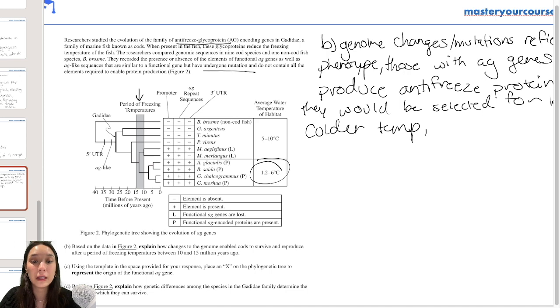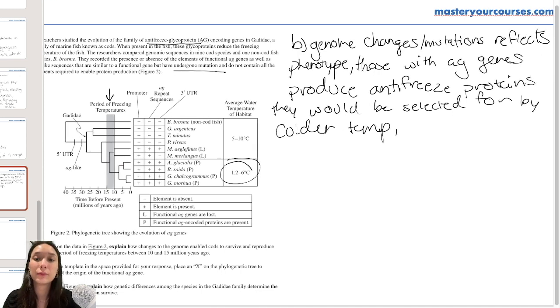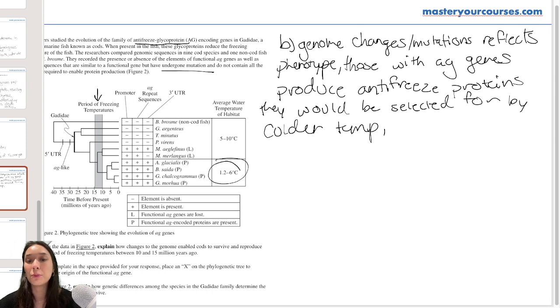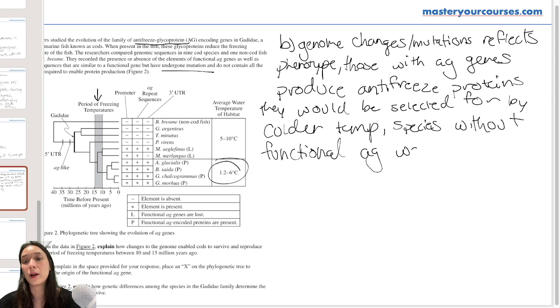However, they would have to live at a warmer temperature because that's the only way that they can survive. So we can just put species without, and we can say functional AG wouldn't survive. So it's just a process of natural selection.